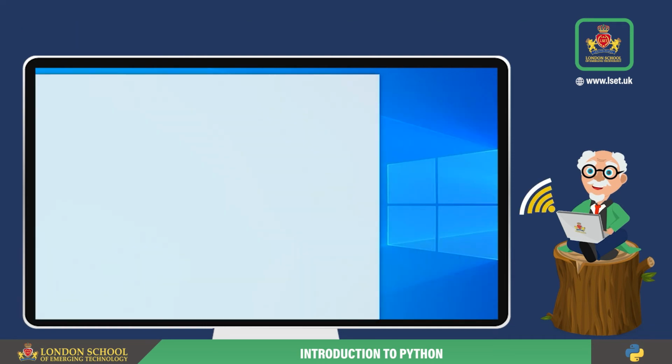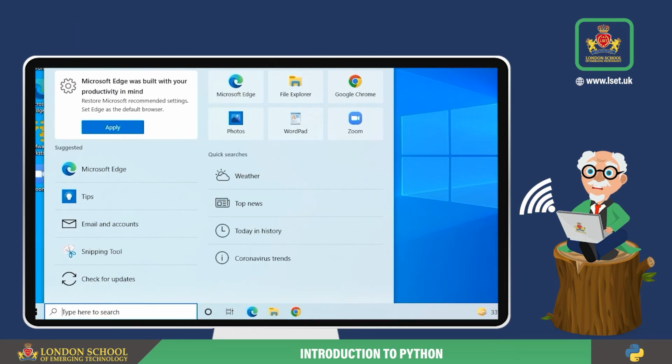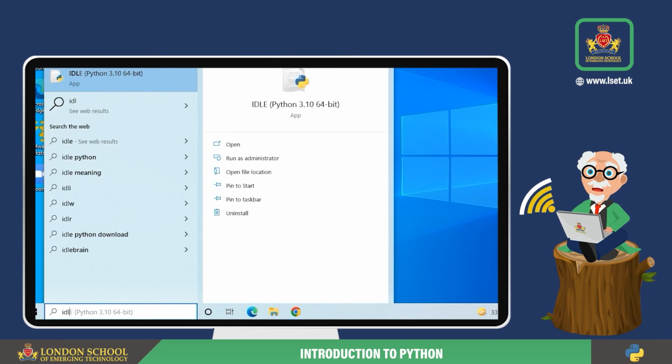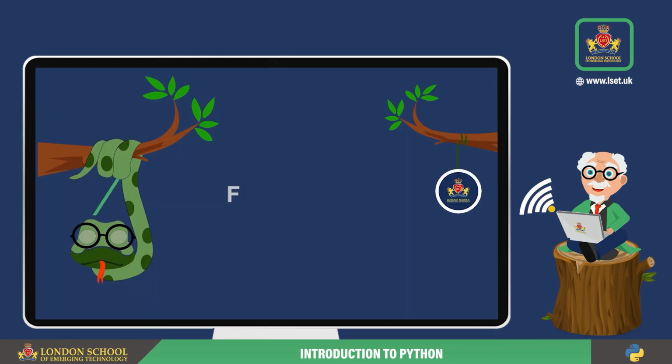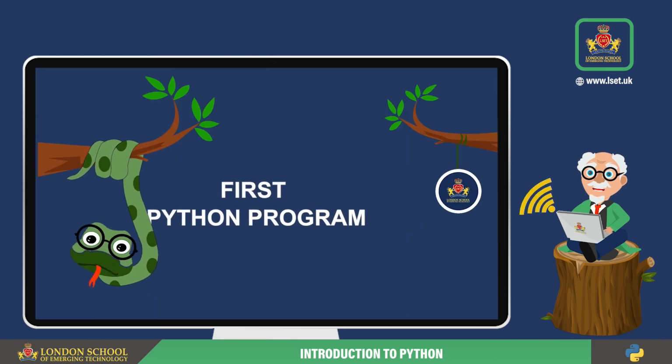Now go to Windows Search. Type IDLE. In Python, IDLE stands for Integrated Development and Learning Environment. Programmers can easily write Python code with it. Like the Python shell, IDLE can execute a single statement and create, modify, and execute Python scripts. Open it. Start by running your first Python program.